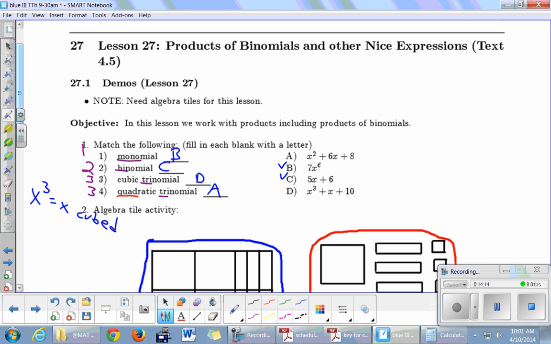But in math class, quad means x squared. I won't get into the historical reason why that's true. There was a reason for that way back when. But unfortunately, quad does not mean 4 here. It means x squared. So quadratic always refers to x squared. Okay, so let's take a look.